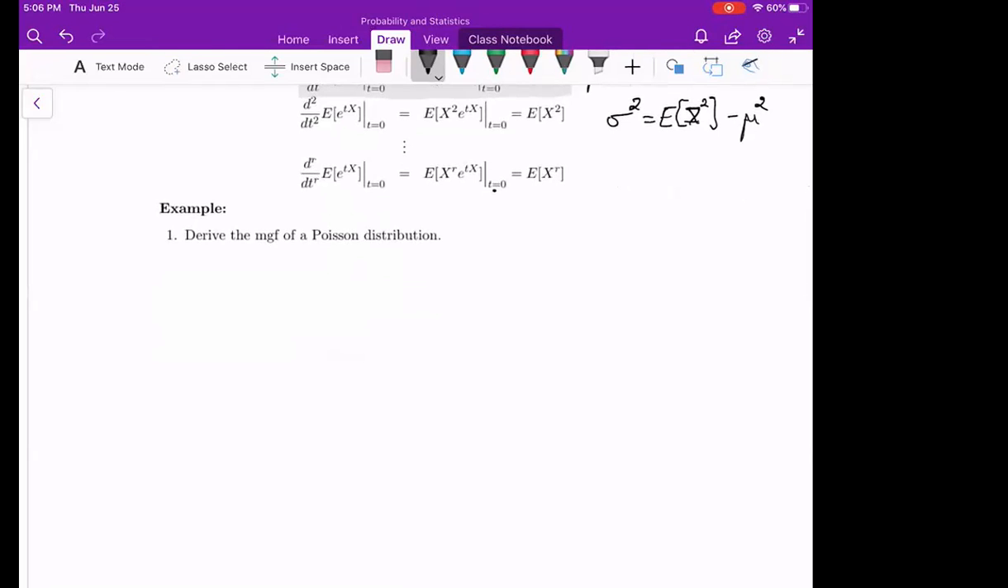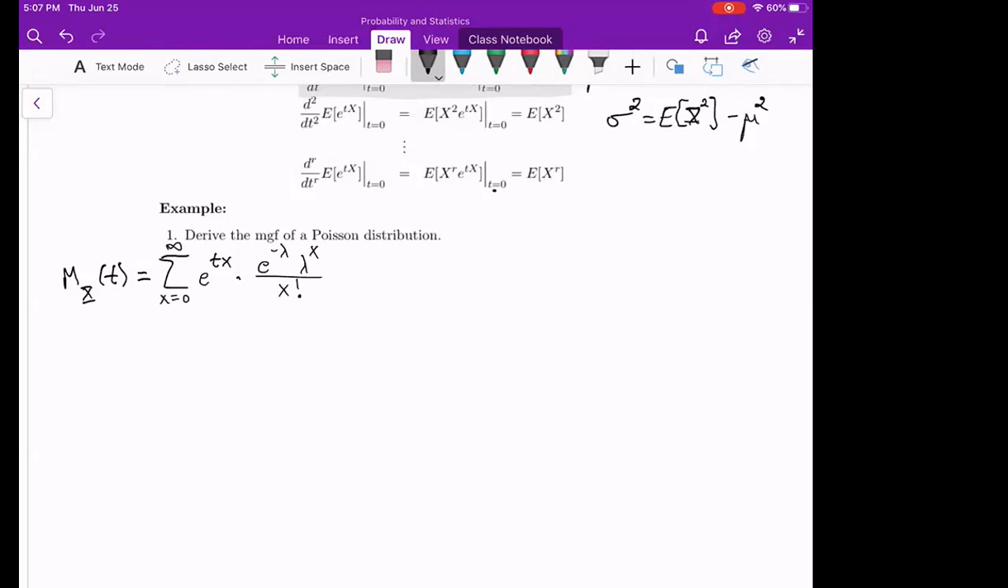So that means that we want M sub x of t, which by the formula, this is e to the tx times the PMF of the Poisson, which is e to the negative lambda times lambda to the x power over x factorial. Remember, for the Poisson distribution, that x goes from 0 upwards. So there's no limit.